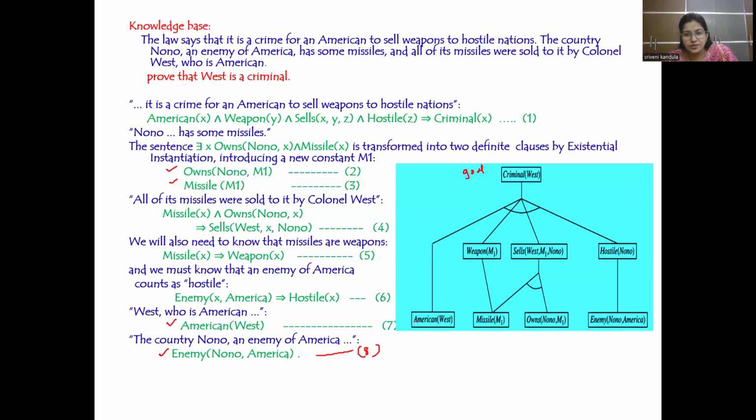To reach that, first let us see, is there any statement in the form P implies Q? Whatever clause you have here, this is our Q, and this is our P. Associated with this, do we have any other statements? Let us see. Here I have enemy of X, America. If that is the case, what can I conclude? I can conclude hostile of X. So this is the associated statement, enemy of X, America. From this, I am using the substitution.